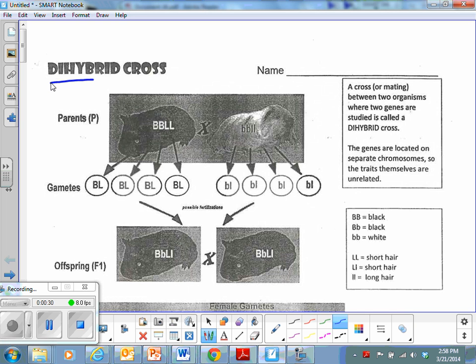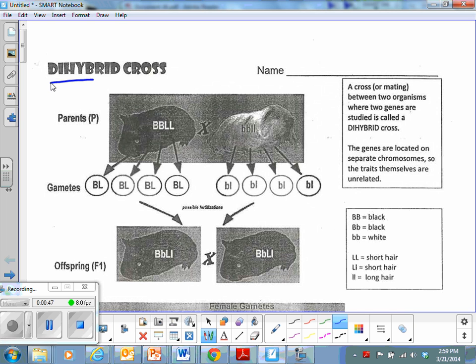So we're still only looking at two phenotypes, but we have two different genes that we're going to share. So we're looking at two genes and how they can combine. So the first part is kind of showing you how it works. It's baby stepping you in there.